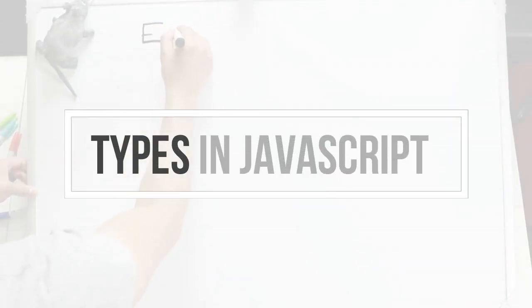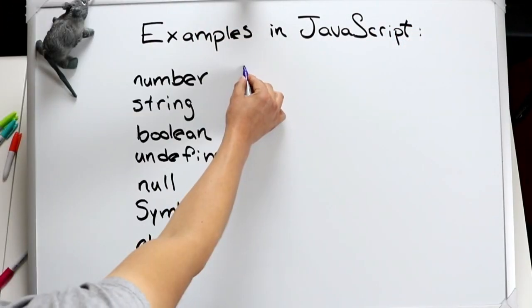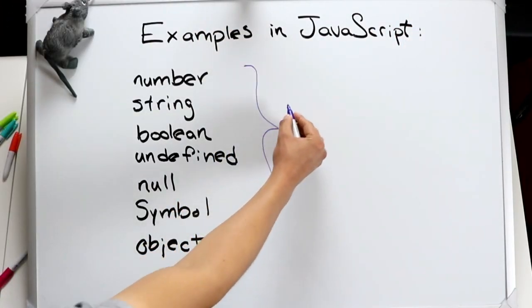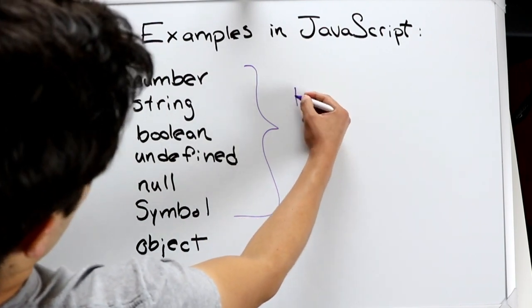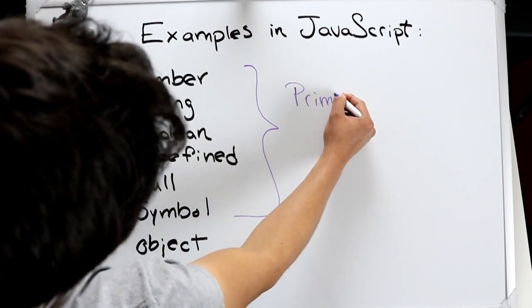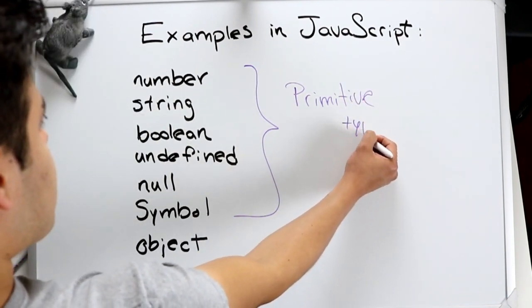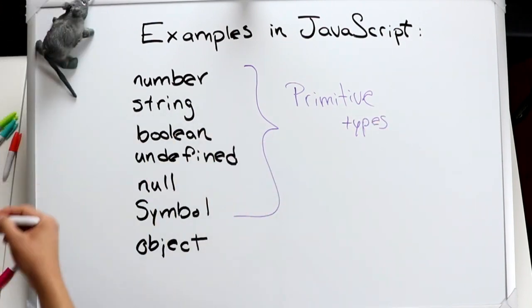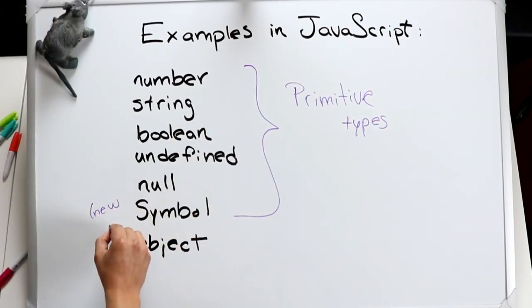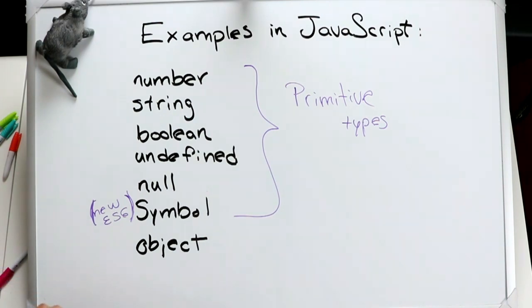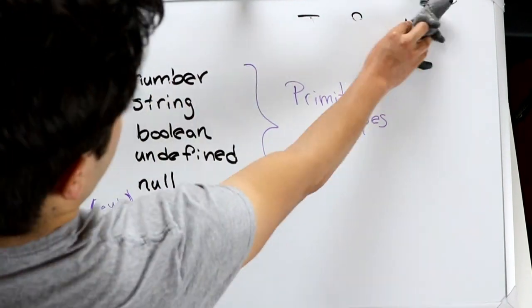Types in JavaScript. Now we have some examples of types in JavaScript. So we have number, string, boolean, undefined, null, symbol, and object. The first 6 are also known as primitive types. And we have the symbol, which is the new type in ECMAScript 6. In the next episode of JavaScript Basics, I'll be talking about the difference between objects and primitive types. So for now, it's important to know that those 6 are primitive types and that they are immutable.